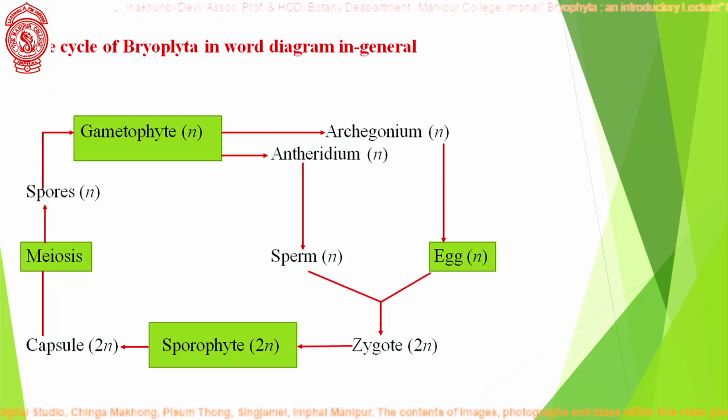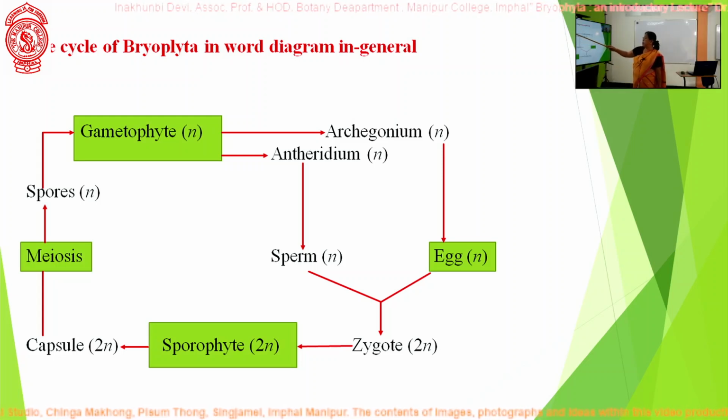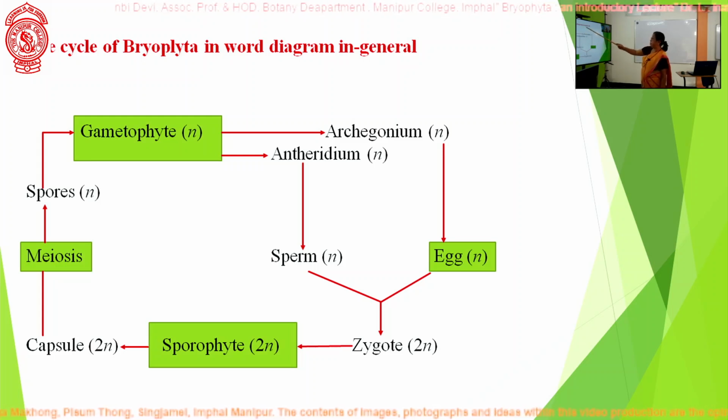So spores will germinate to the gametophytic plant body, that is the gametophytic stage. So there are two different stages in the development of the life cycle of Bryophyta. Number one is the gametophytic stage, that is the gamete producing stage, up to the sperm and egg. This is known as the gametophytic stage.